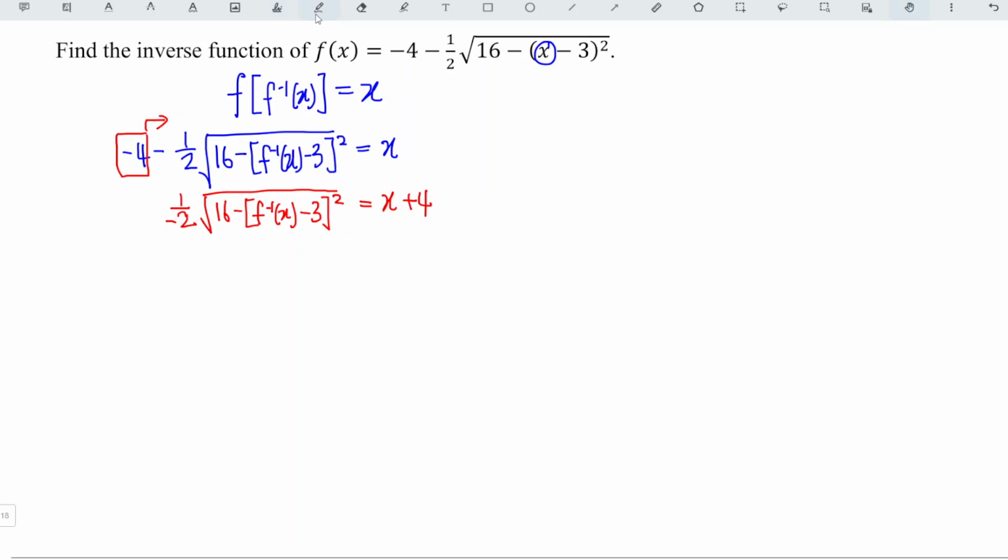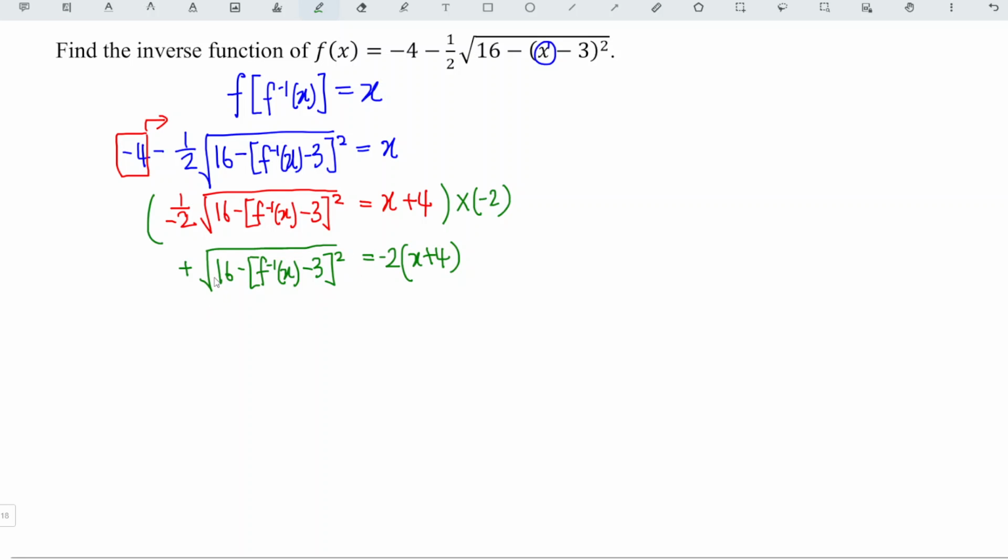Next is to remove negative 1 over 2, which means that we multiply the whole equation by negative 2. So we have minus 2 times x plus 4 on the right hand side, negative times negative is positive. 1 over 2 times 2 is 1. 1 times anything, we get back the same thing. So we have the square root of 16 minus f inverse x minus 3 squared.